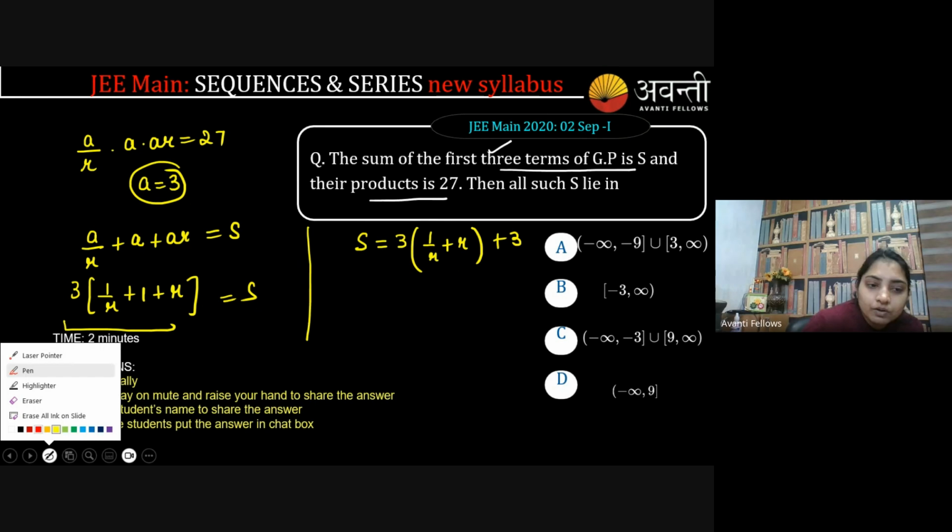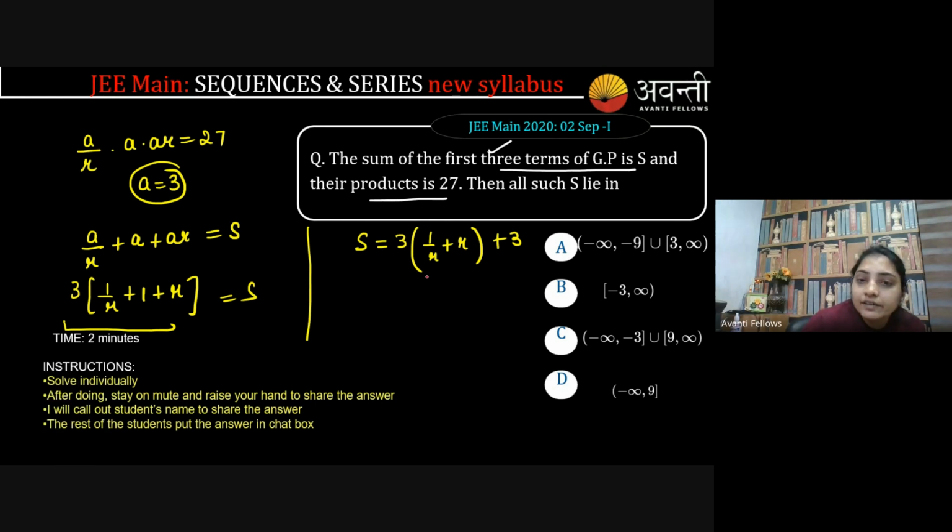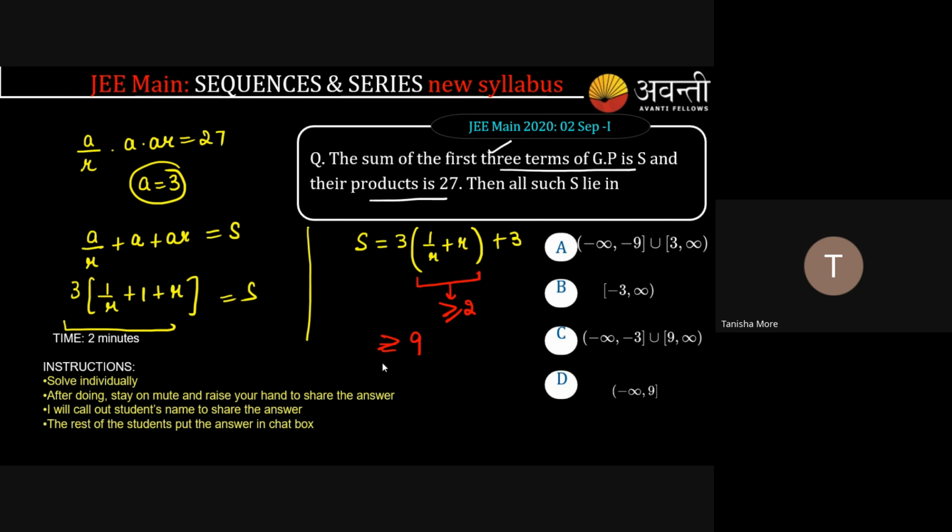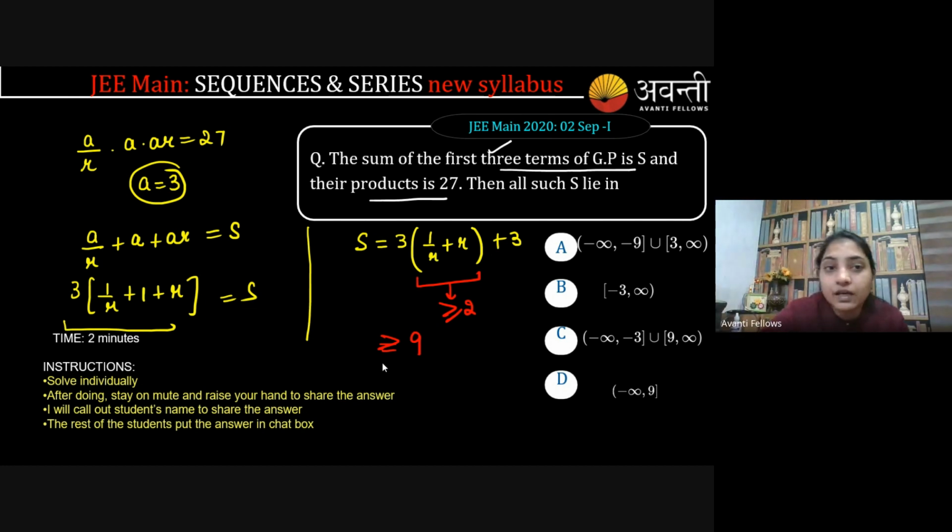How many of you agree and have already done in quadratic equations that this value should be greater than or equal to 2? So if this value is greater than or equal to 2, it means your value should be 3 times (6 plus 9)... it means the value should be greater than or equal to 9. Agree?